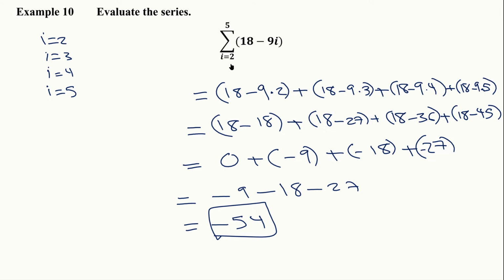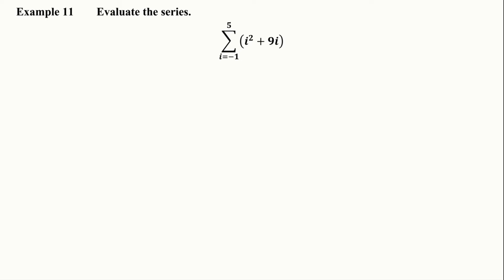Remember, sometimes i does not begin at 1. Try this one and be careful with your values of i. It's a good idea to write down what i values you're going to run through, okay? So do that before you start. All right, we're going to run through the values of i from negative 1 to 5. So the values are going to be negative 1, 0, 1, 2, 3, 4, and 5. Okay? So start with negative 1.